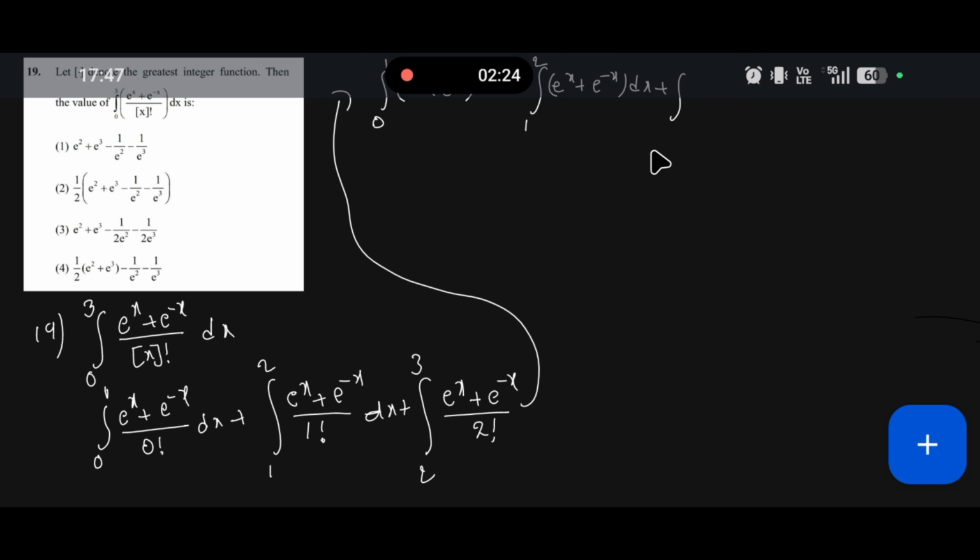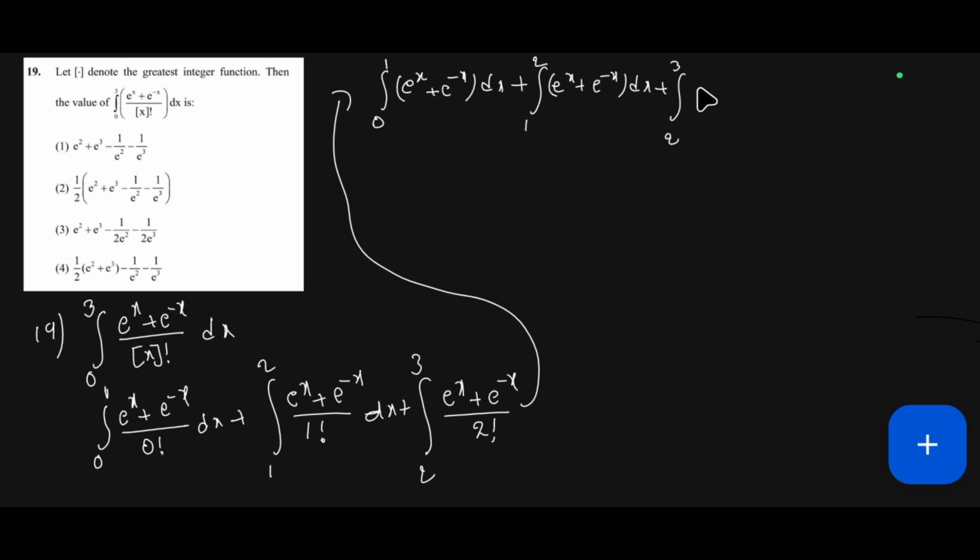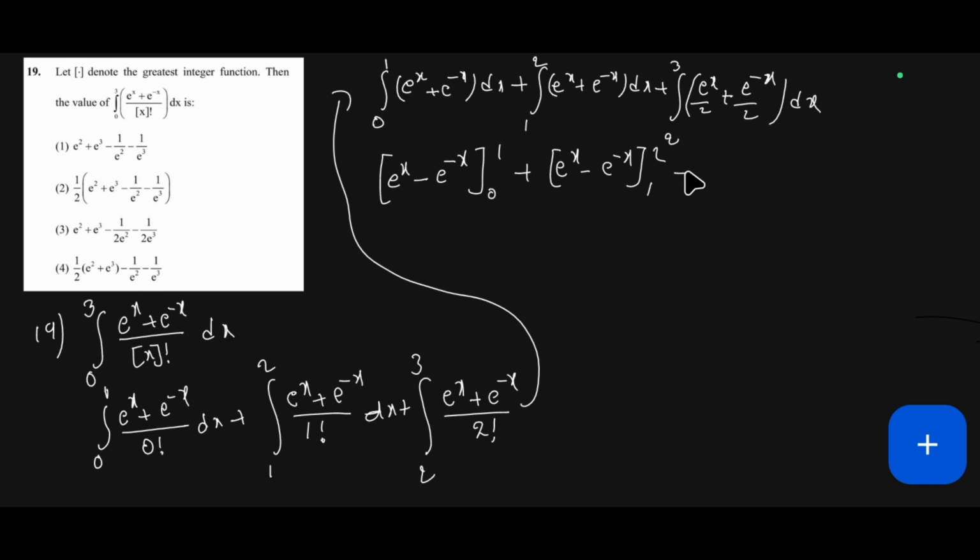plus integral of 2 to 3 of e^x by 2 plus e^(-x) by 2, whole dx. So now apply integration. The integration of e^x is e^x only, and the integration of e^(-x) is minus e^(-x). So it is (e^x - e^(-x)) from 0 to 1, plus (e^x - e^(-x)) from 1 to 2, plus (e^x - e^(-x)) whole by 2 from 2 to 3.